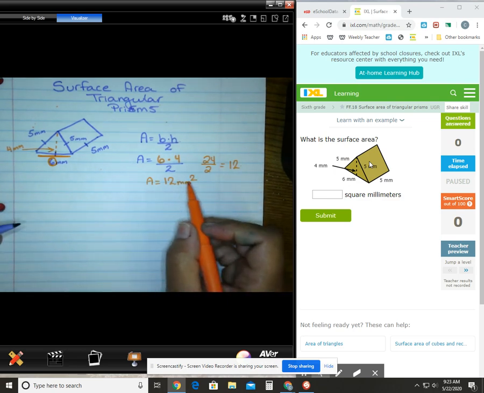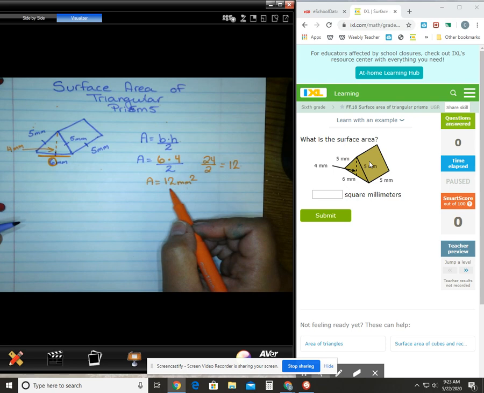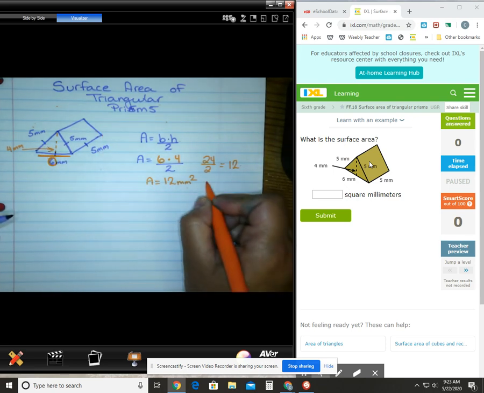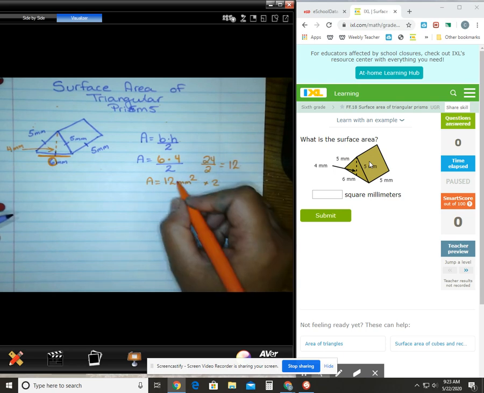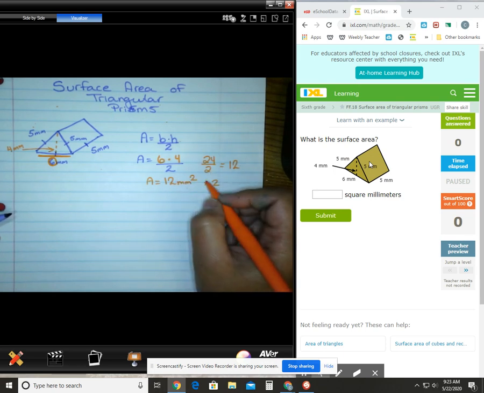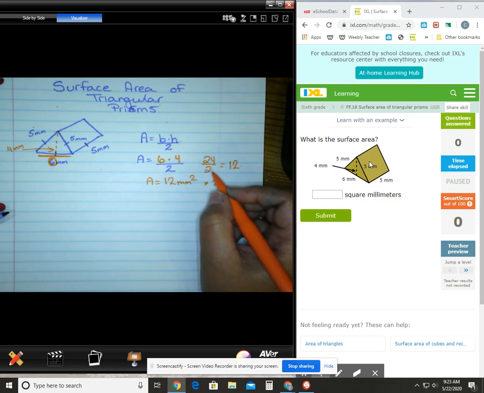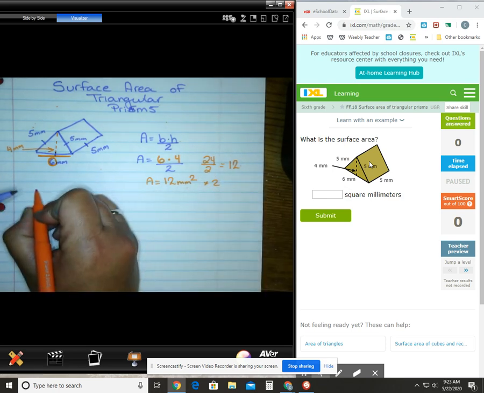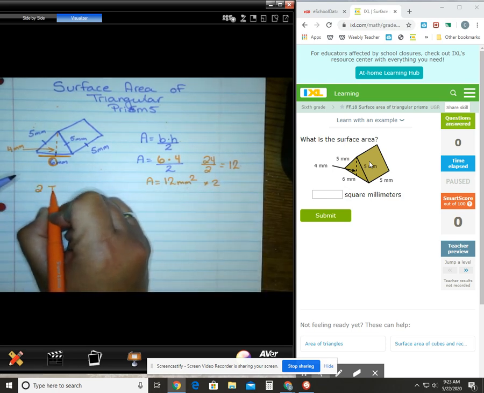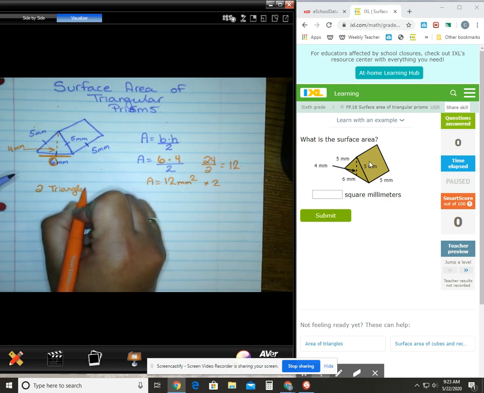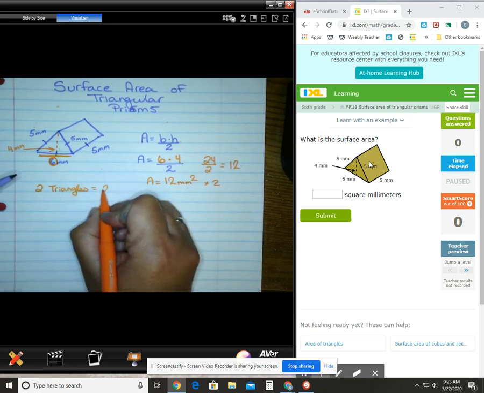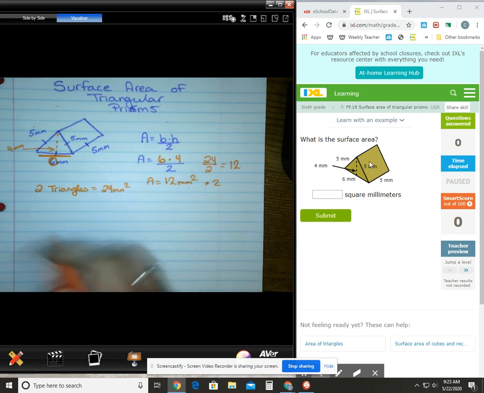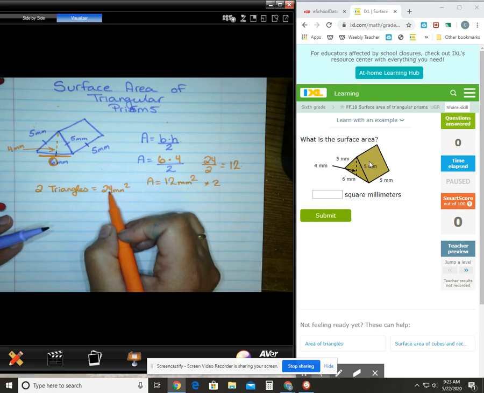Okay, that is for one triangle. But remember, I have the front and I also have the back. So I have to go back and multiply that by 2, which gives me 24 again. You might notice that I could skip a step if I notice that I'm going to have to multiply it by 2 at the end. So my 2 triangles is equal to 24 millimeters squared. So I'm partially done with the problem. That's one thing that I need to know and find out.